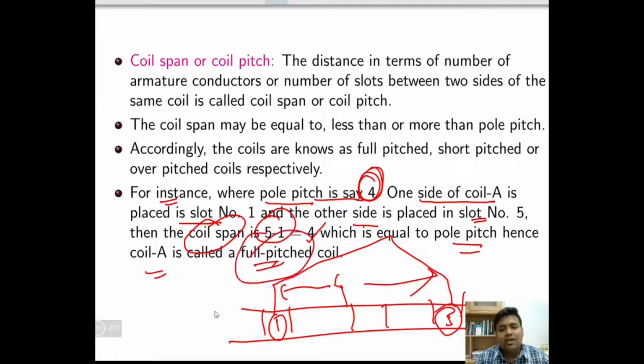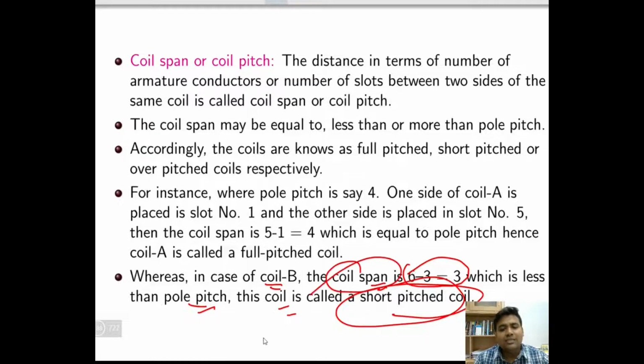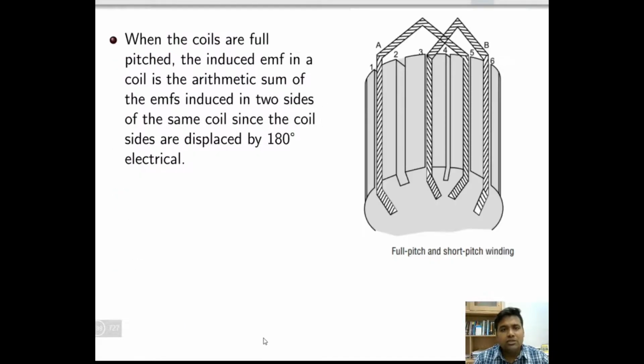So in this case the coil is full pitch because the pole pitch is 4 and the coil span is also 4. Whereas in the case of coil B, the coil span is 6 minus 3, which is 3, less than the pole pitch. This coil is called a short pitch coil. So when the coil span is less than the pole pitch, it is known as a short pitch coil. We can see the full pitch and short pitch windings present in the armature slots, with the end connections made with the help of commutator segments.